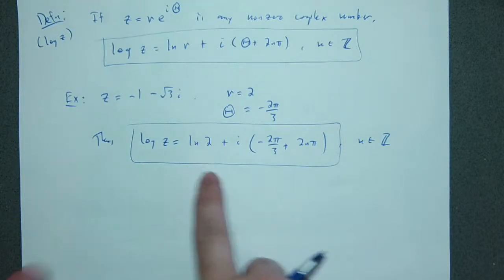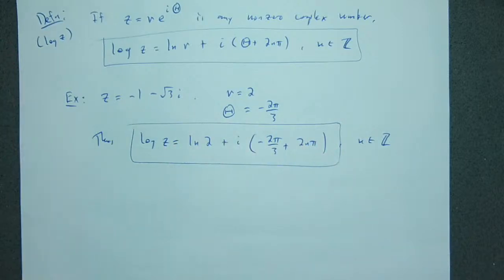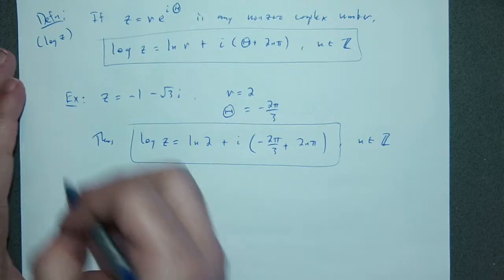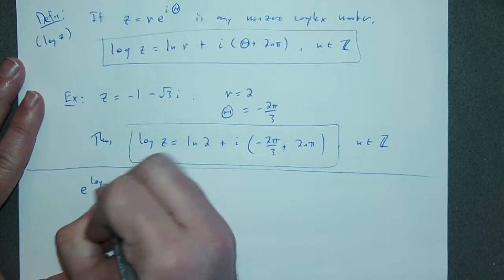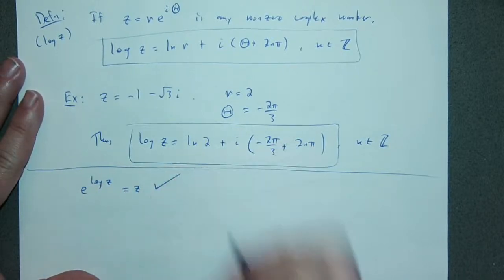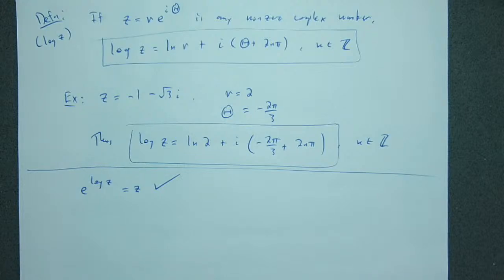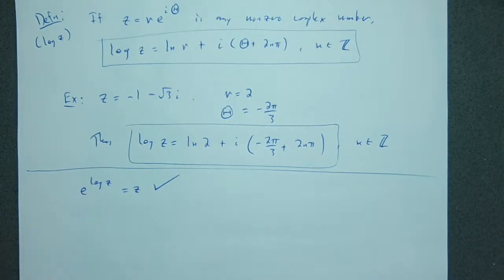So then if I take an expression of this form and I exponentiate it, e to that, what do I get? I get minus 1 minus root 3 i. And note that there are some things that we have to be careful with here, right? So e to the log z is equal to z. That is fine. This is actually how we defined log z.